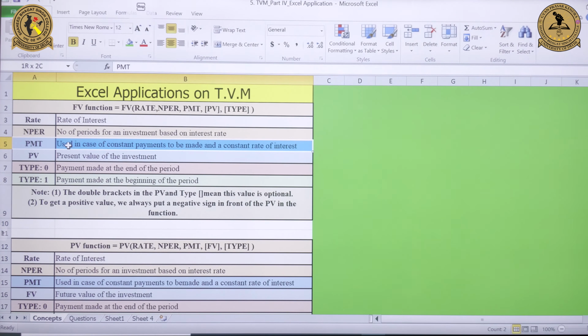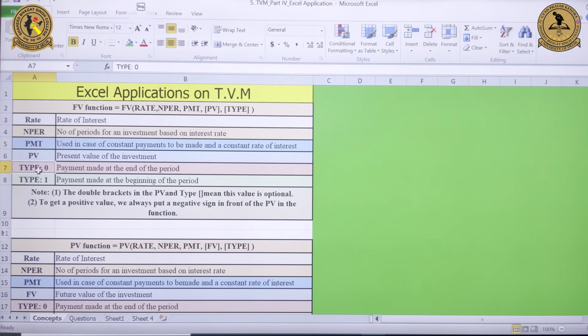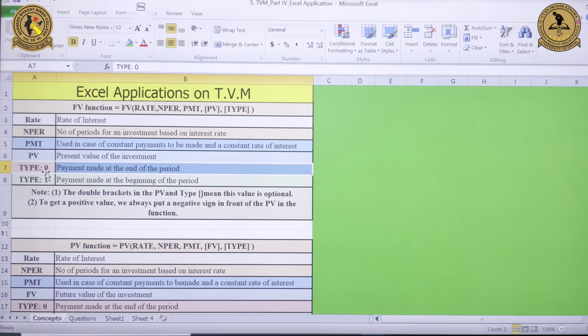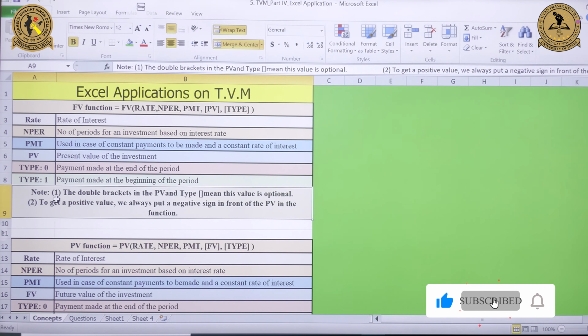PMT is used in case of annuity. So if the cash flows are in the form of an annuity, then we will use PMT. It is used in case of constant payments to be made at a constant interest rate. Here PV represents the present value of investment. Type 0 means the payment is made at the end of the period, while type 1 means the payment is made at the beginning of the period. Also, the double bracket in this present value and type represents that these values are optional.